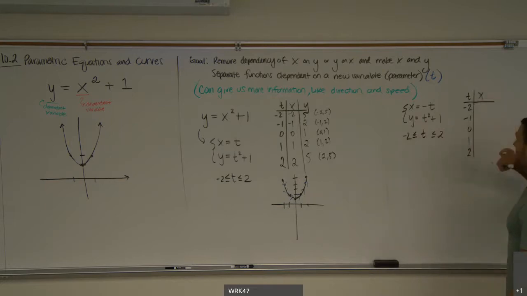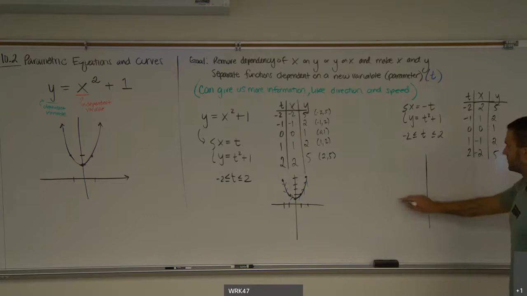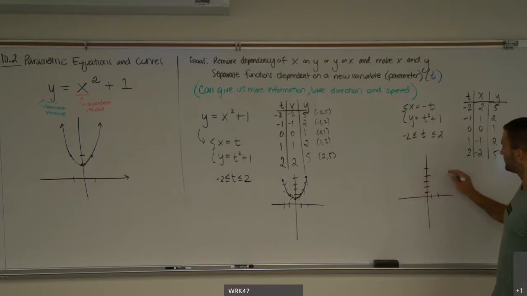What are the x-coordinates? Well, the x-coordinates are now negative t. And so now this is 2, 1, 0, oh, sorry, 0, negative 1, negative 2. All right, it's negative t. What are the y-coordinates? Well, they're t squared plus 1. So we get 5, 2, 1, 2, and 5 again. And if we draw this out, we start now at the point (2, 5). We move to the point (1, 2), to (0, 1), to (-1, 2), and (-2, 5).